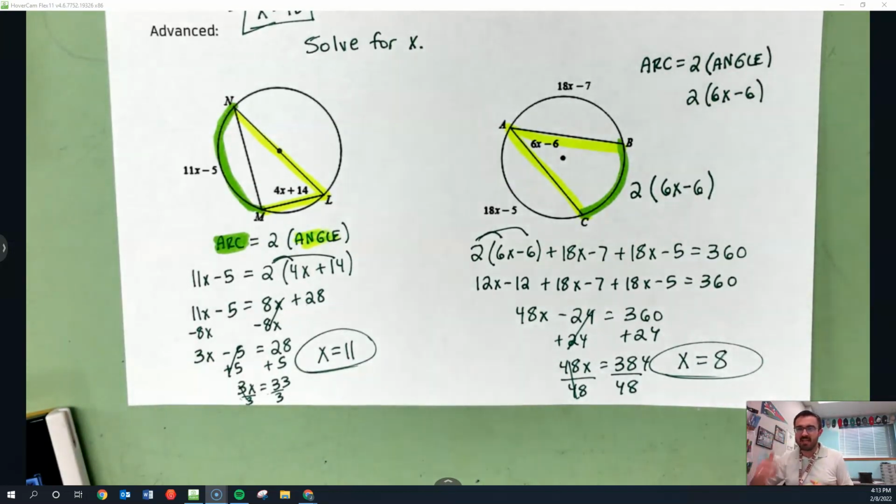Again, guys, those are just advanced. They're really just advanced because they've got a lot of algebra. Other than that, you can totally do those. So you're going to work on 9.3 notes. I know it's a lot of problems, but you can totally do this. You got this. Arc equals 2 times angle. That's what you got to know.